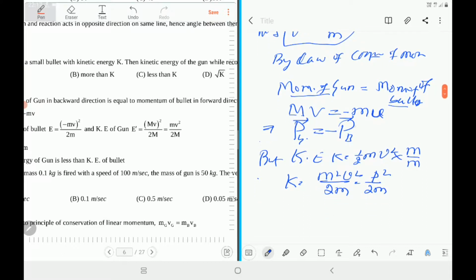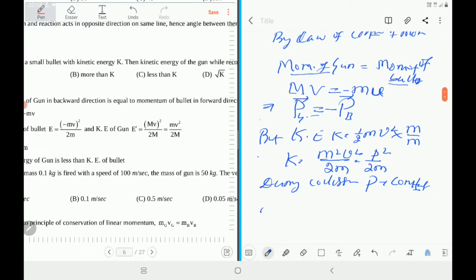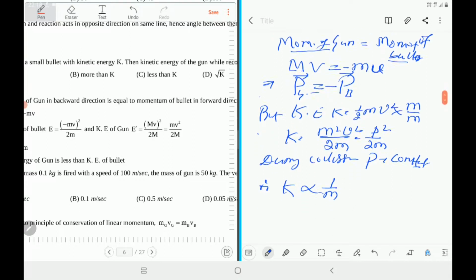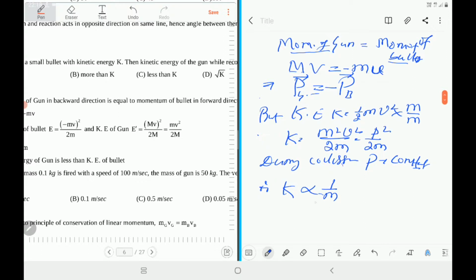Since during collision, momentum is a constant. During collision or firing, always remember, momentum is constant. Law of conservation of momentum. In all interactions, momentum is constant. It's very, very important. Therefore, kinetic energy is inversely proportional to mass. That's a very, very important relation. More is the mass, less will be the kinetic energy. Less is the mass, more will be the kinetic energy. Since momentum is the same, kinetic energy is inversely proportional to mass.